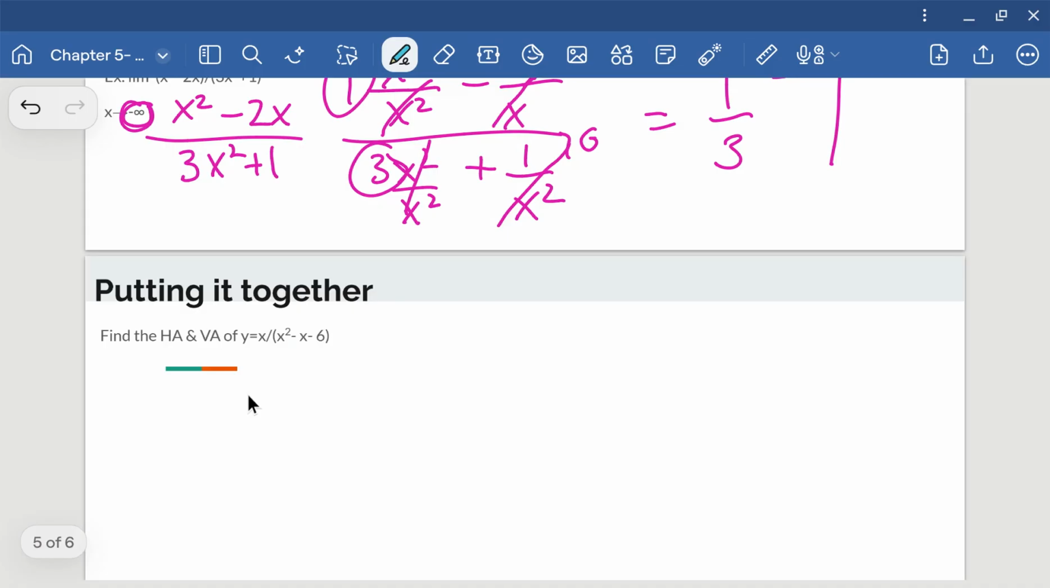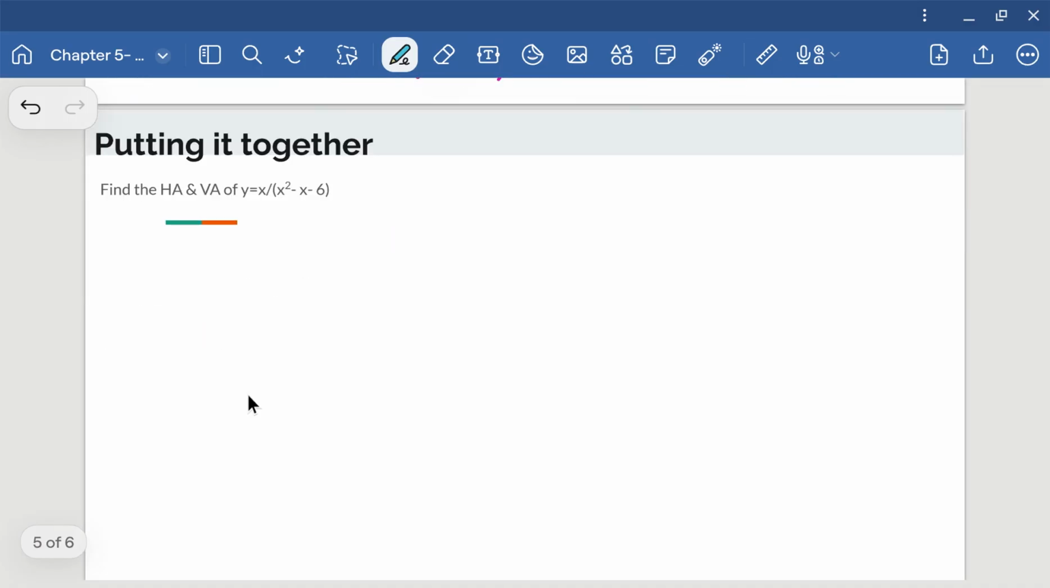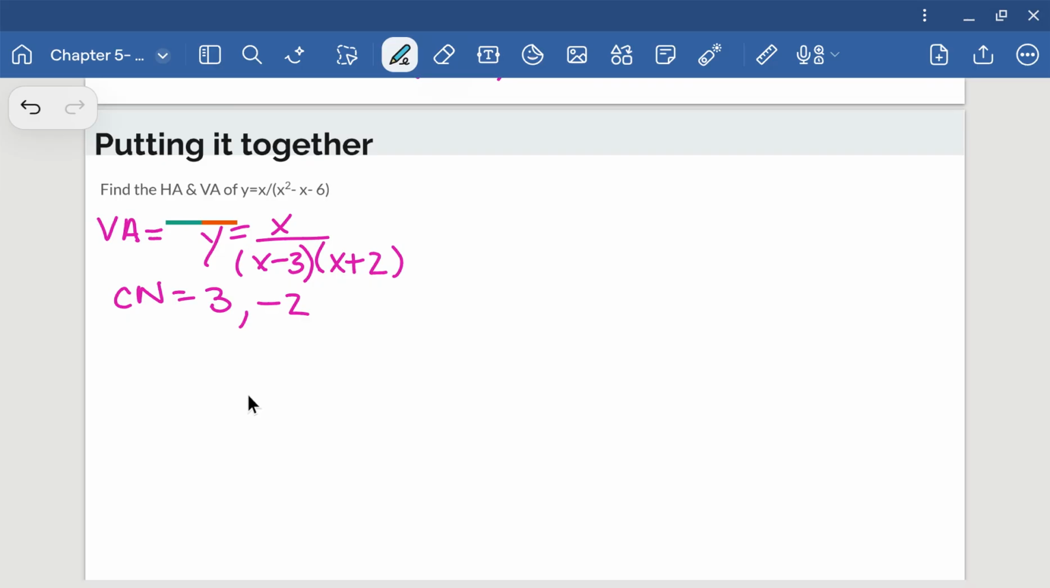Now, my very last question here is just putting it all together. So if I wanted to find my horizontal and vertical asymptote of y equals x divided by x squared minus x minus 6, my first one that I'll look at is my vertical asymptotes. So I would want to factor what I have. So I would have y equals x over x minus 3 and x plus 2. So that tells you your critical numbers are going to be 3 and negative 2. So that's where our asymptotes will be.